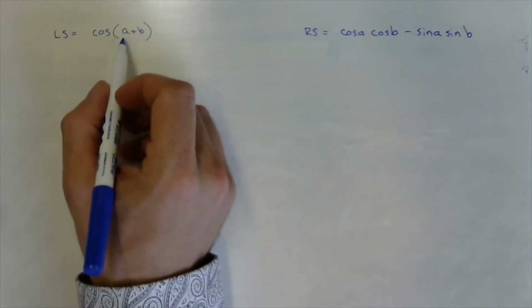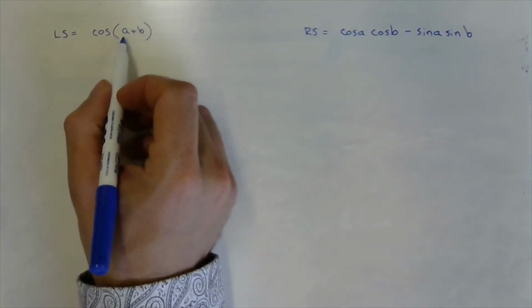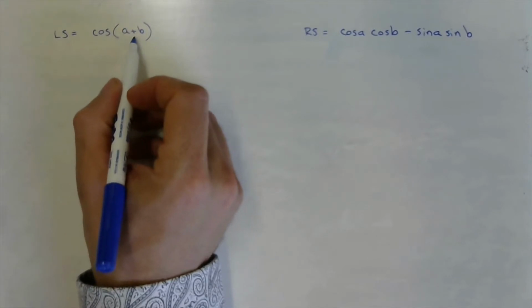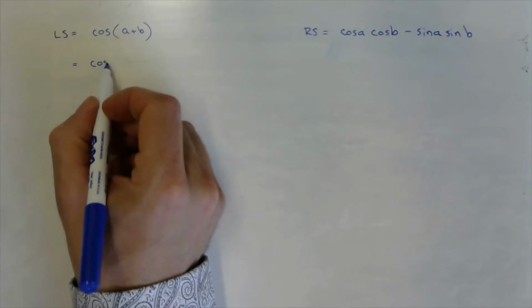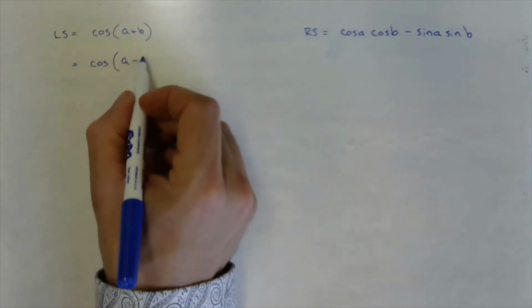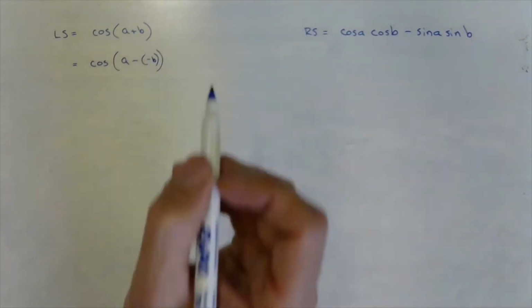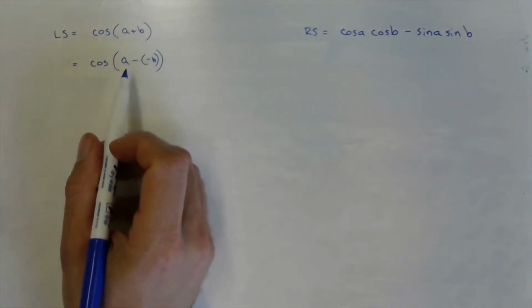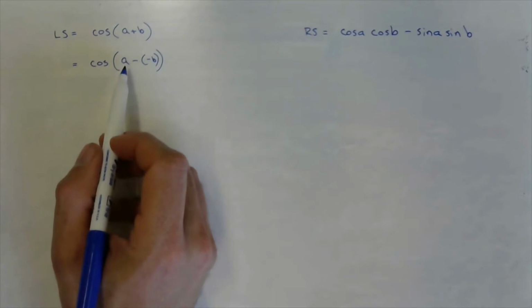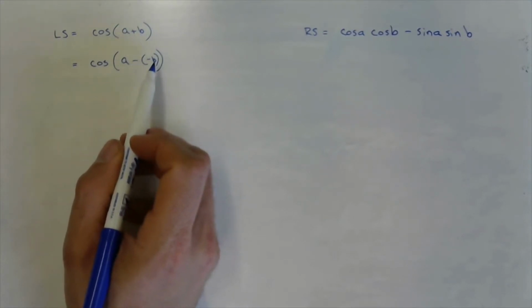Well, if we can express this angle addition, this compound angle, as A plus B, then we can express it also as A minus negative B. And now all of a sudden we have a subtraction formula for cosine where one of the angles is A and one of the angles is negative B.